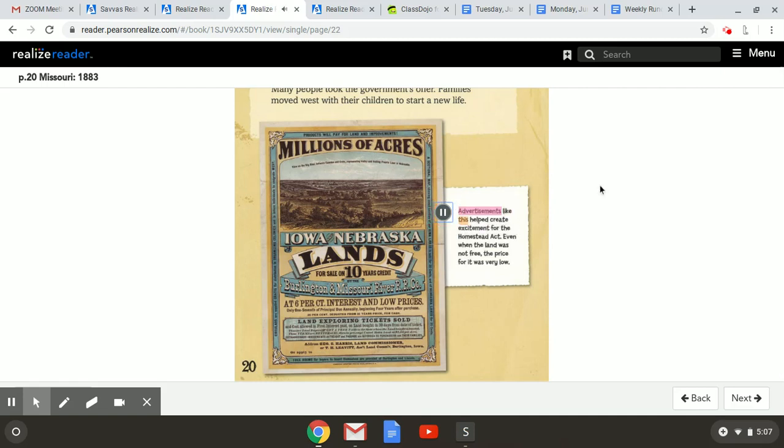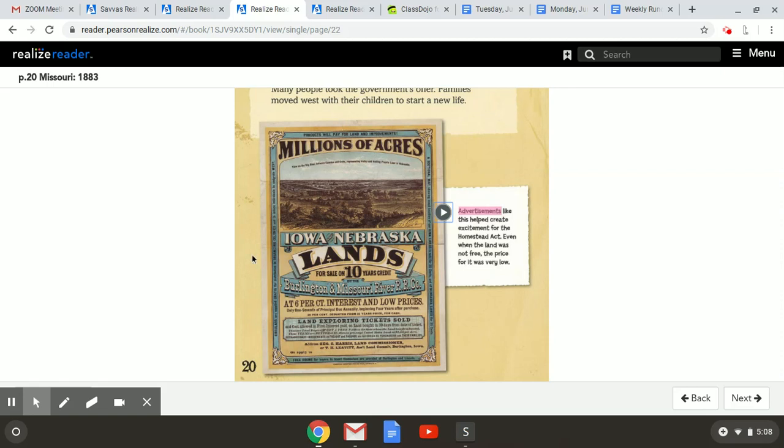Advertisements like this helped create excitement for the Homestead Act. Even when the land was not free, the price for it was very low. Okay, so what an advertisement is, and we've all seen these before. Today we see advertisements for clothing brands or sneakers or foods or movies, things that are trying to be promoted or to try to get people to buy them.